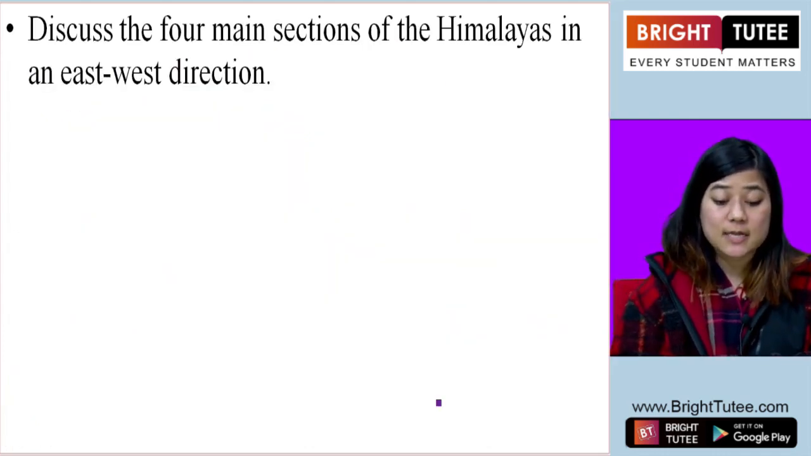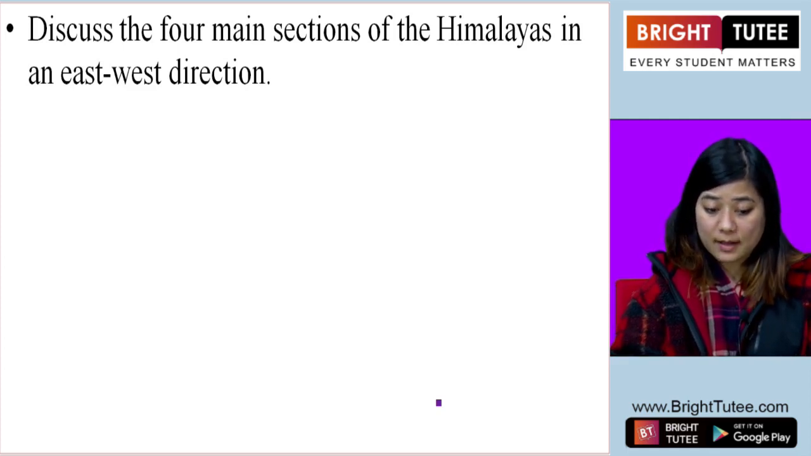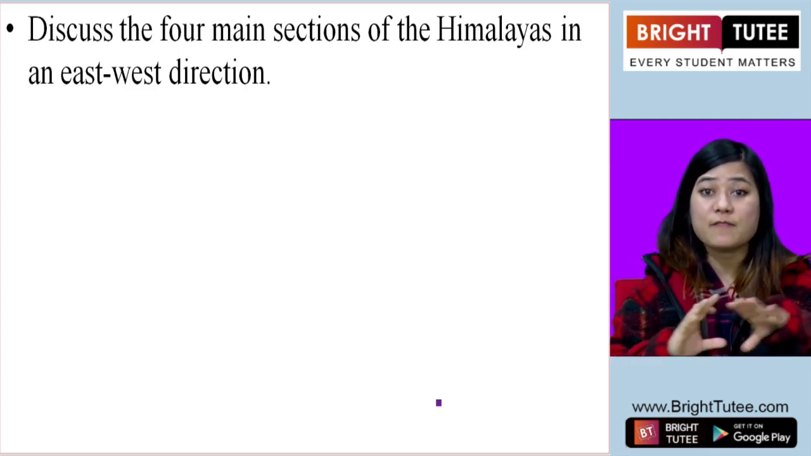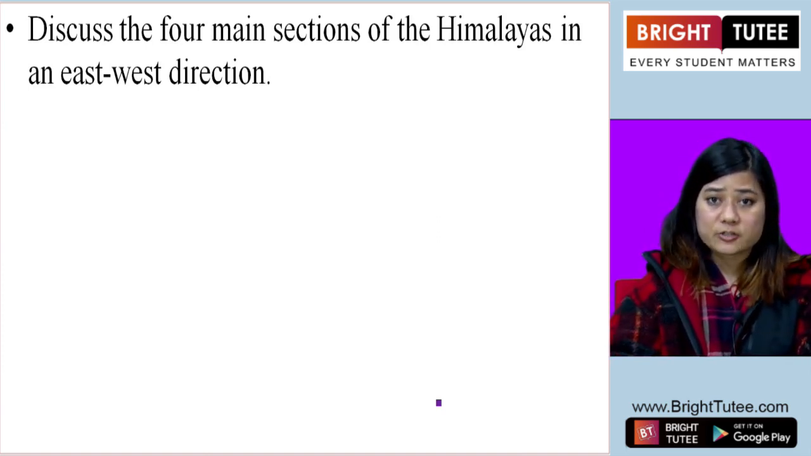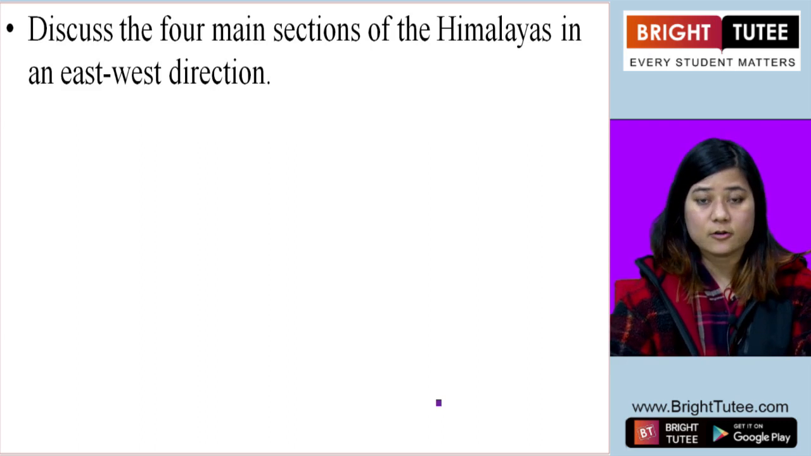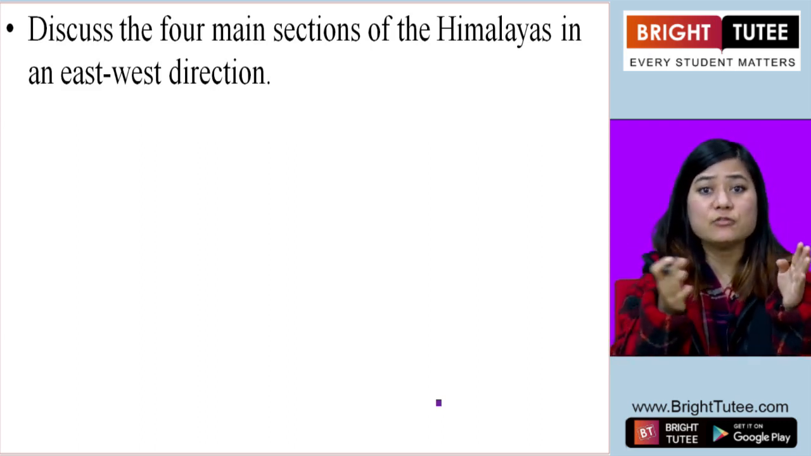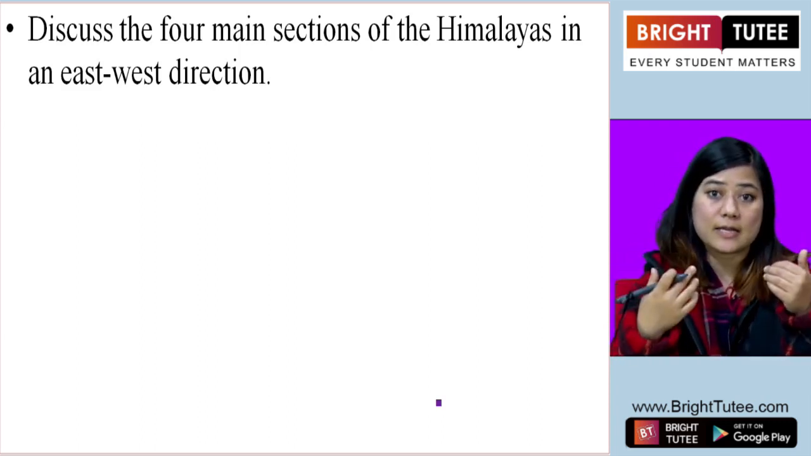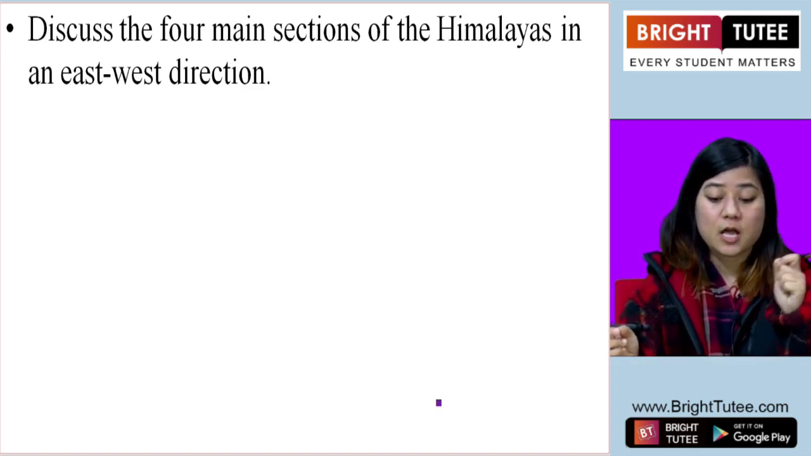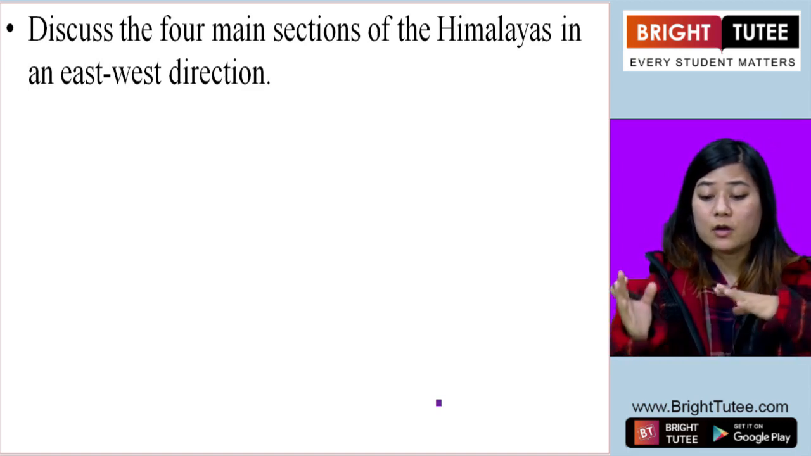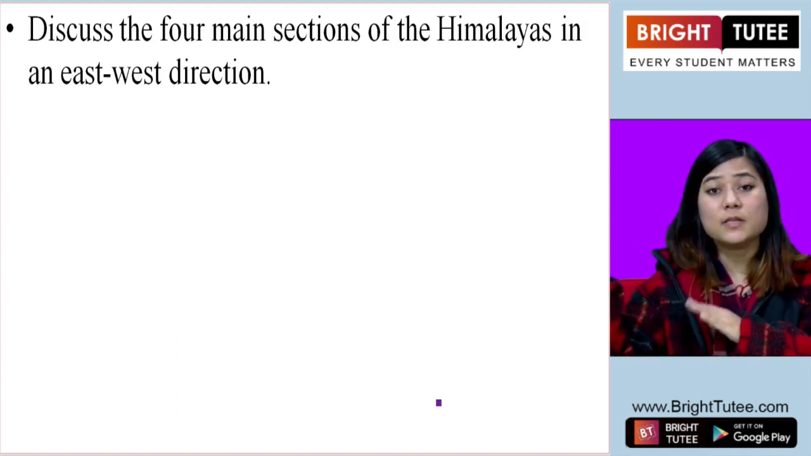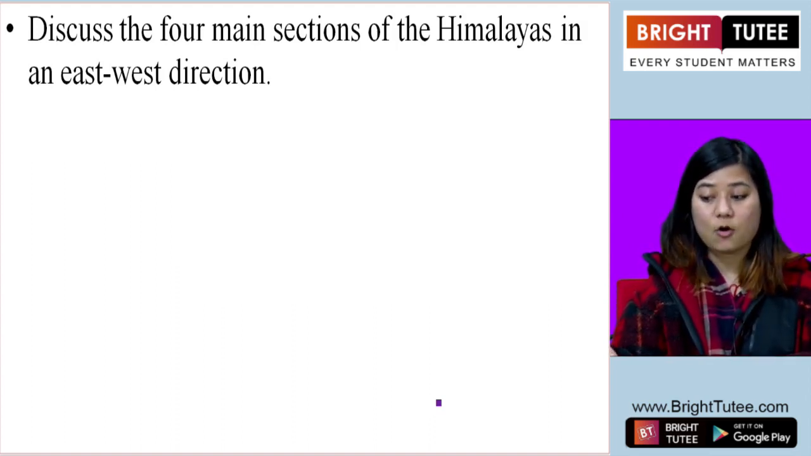Now the next question asks, discuss the four main sections of the Himalayas in an east-west direction. So we know that the Himalayas is a very vast mountain range stretching from Jammu and Kashmir in the west to Arunachal Pradesh in the east. Now this can be divided into various sections to study the Himalayas, the mountain ranges, and also to study the different features of it. Now here the question asks, we have to divide it into four sections from the east-west direction. So from the side of Arunachal Pradesh towards the west of the Himalayas.